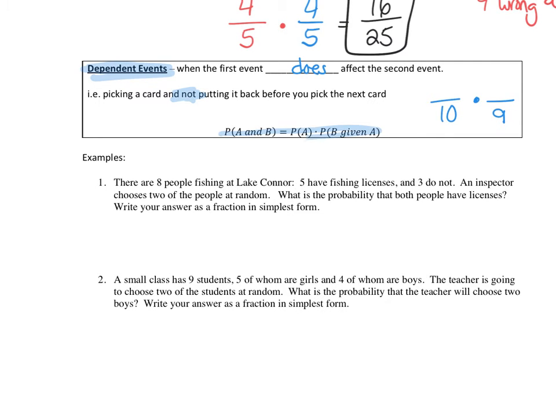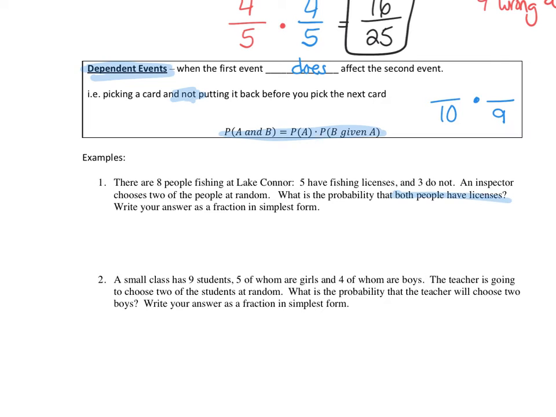So this is how it looks in probability form. You would say the probability of the first event times the probability of the second given the first. Okay? So let's look at the examples. In our example, it says there are 8 people fishing. It says 5 have licenses and 3 do not. An inspector chooses 2 of the people at random. What is the probability that both people have licenses?